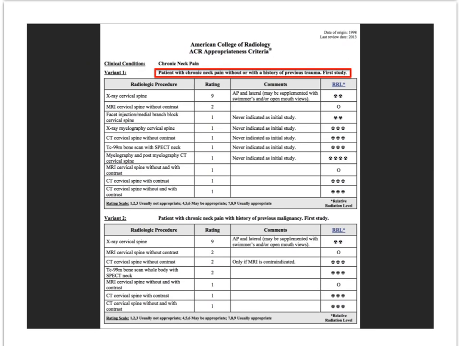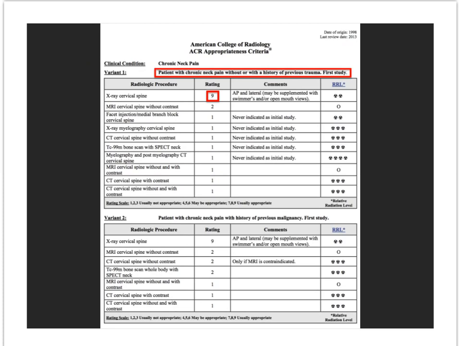Variant 1 is the initial workup in a patient without or with prior trauma and complaints of chronic neck pain. Only radiography is appropriate. No other studies are appropriate by scores. Variant 2 is a patient with prior malignancy, presenting for initial workup of chronic neck pain. Again, only radiography is appropriate. No other studies are appropriate by scores.